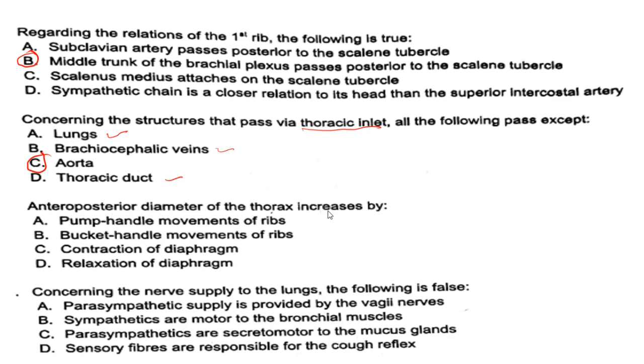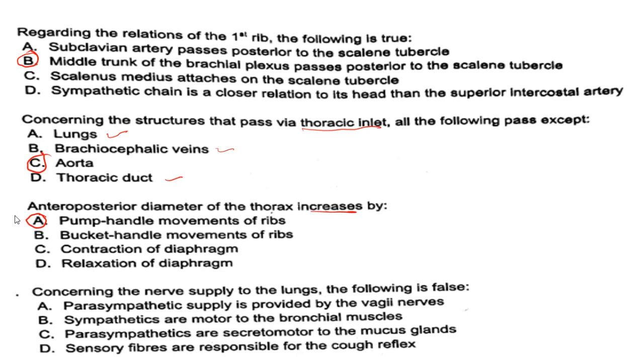The anteroposterior diameter of the thorax increases by: A, pump handle movement of the ribs; B, bucket handle movement of the ribs; C, contraction of the diaphragm; D, relaxation of the diaphragm. So the answer here is the pump handle movement of the ribs.